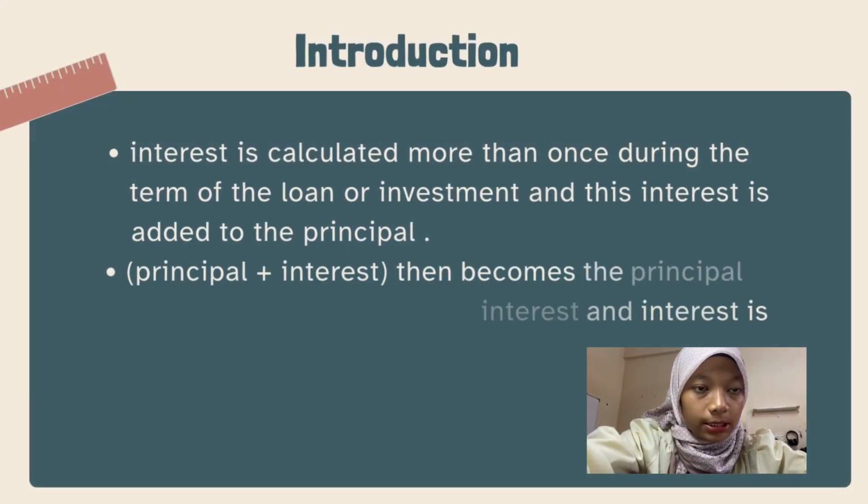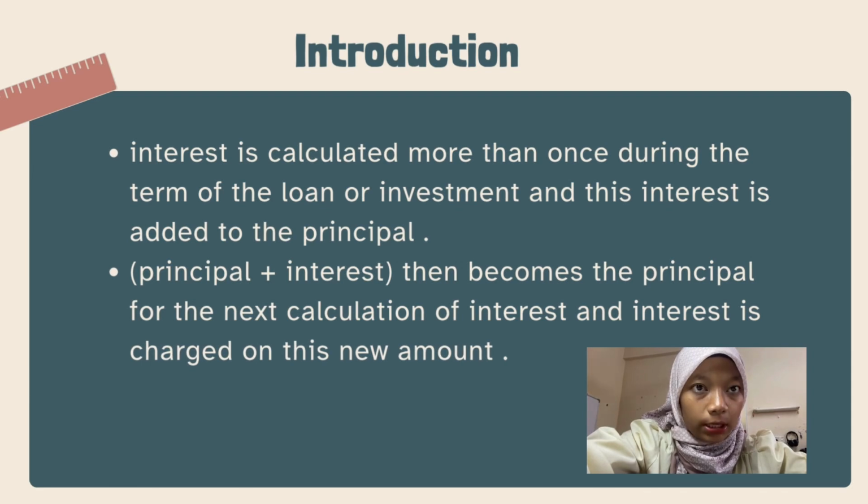Introduction. Compound interest is calculated more than once during the term of the loan or investment, and this interest is added to the principal. Next, this sum (principal plus interest) then becomes the principal for the next calculation of interest, and interest is also charged on this new amount.